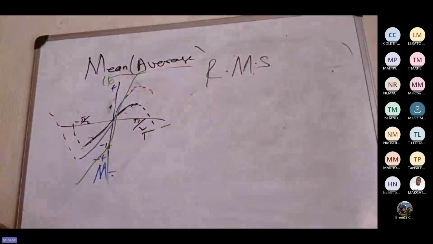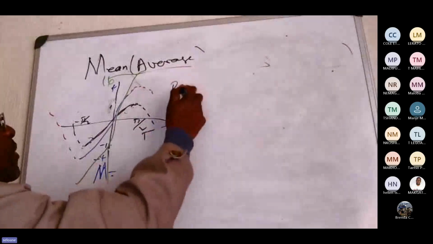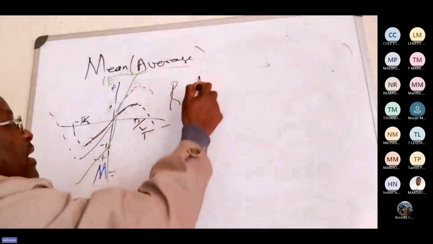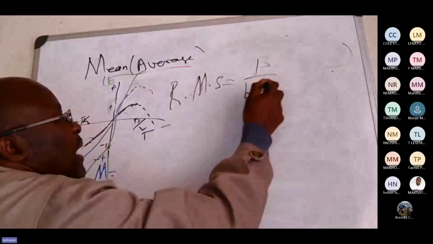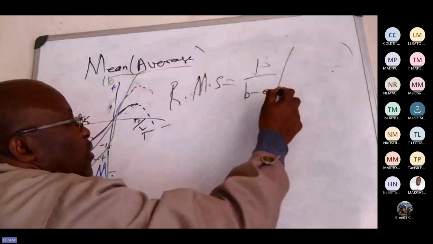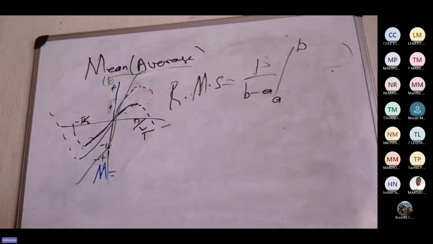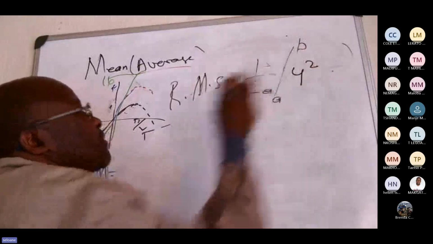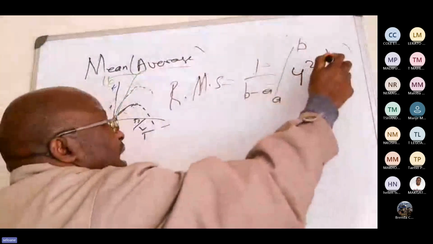Let me just write it on this side so that I can squeeze in the formula. That is the root mean square. And what is it? This is 1 over b minus a, the integral from a to b. Now, instead of using y, we square it so that your function doesn't take both the positives and the negatives. Then you integrate.